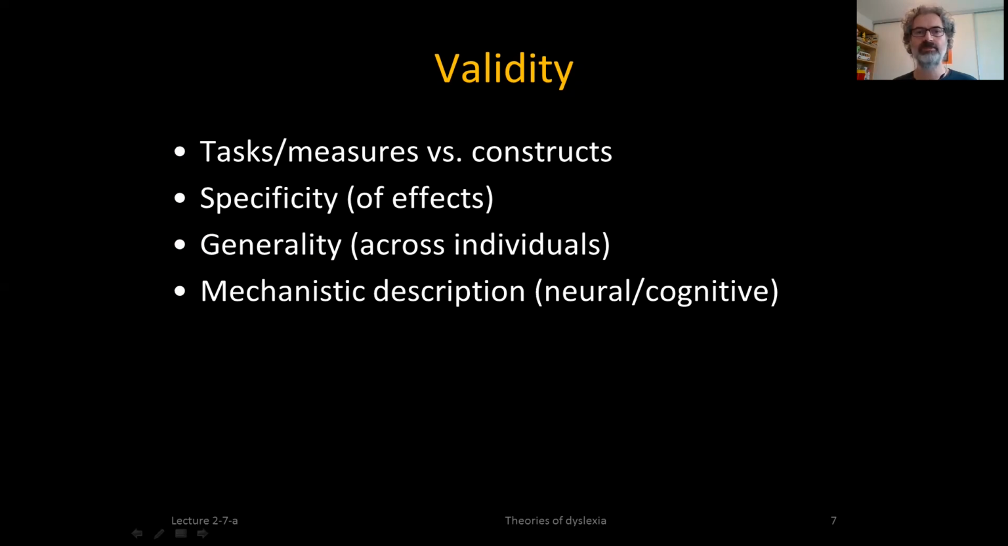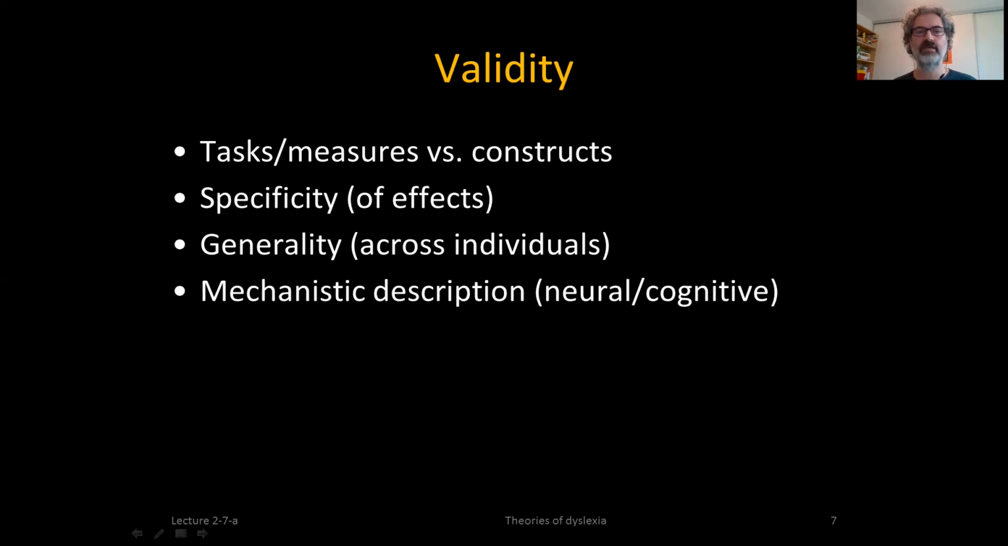Particular validity problems with many theories of dyslexia can be seen in the conflation between tasks and constructs. It is very common for a dyslexia theory to be based on one task or a very small group of similar tasks. And instead of considering performance on this task as the outcome of a multitude of cognitive processes, they instead conceive of this task as a pure measure of an underlying construct.